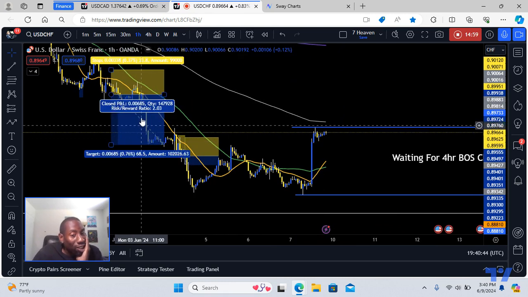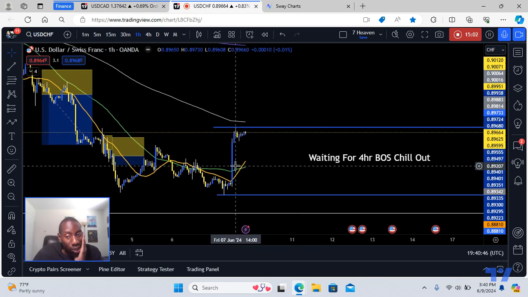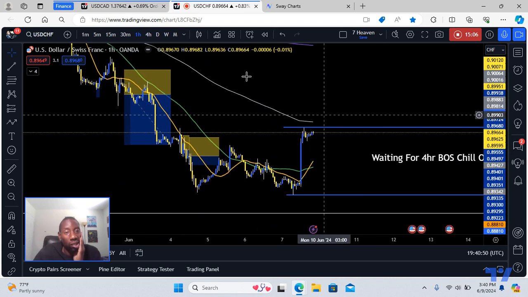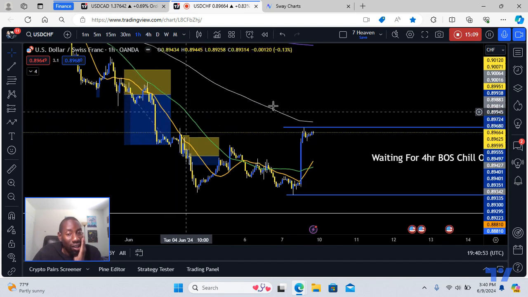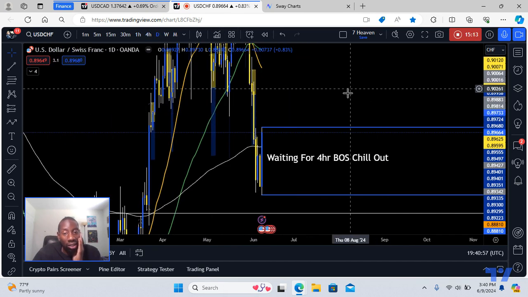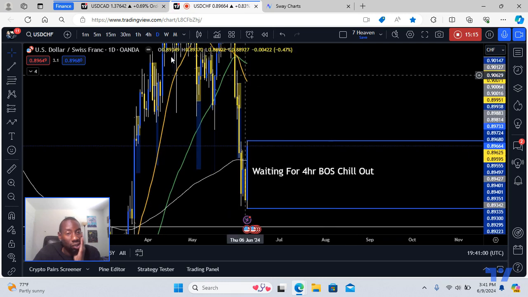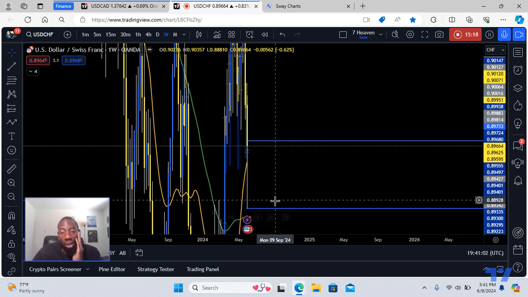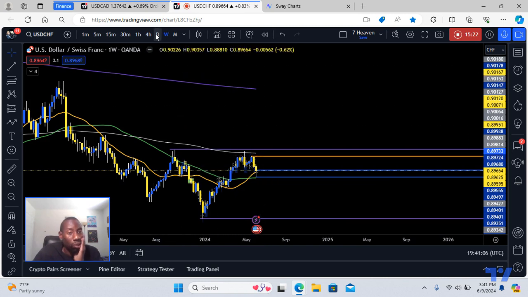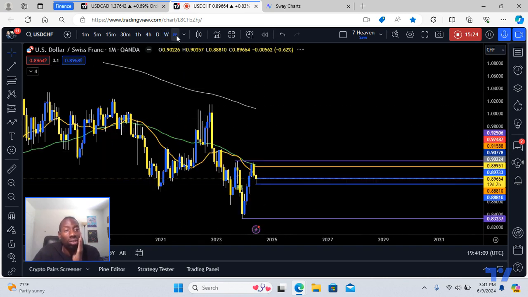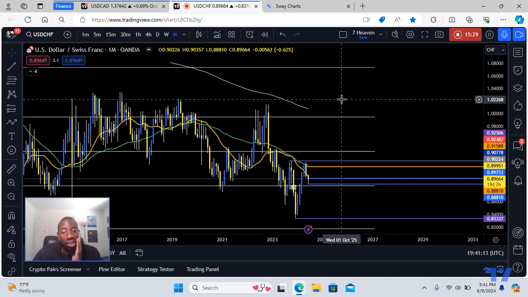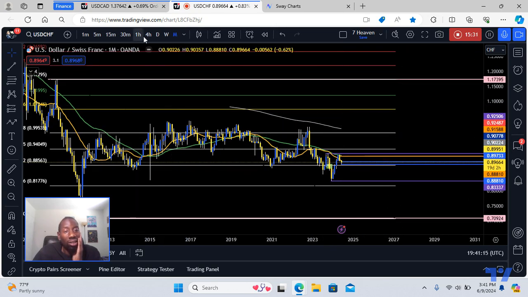Same thing here. I'm chilling out. Waiting for a 4-hour break of structure down, but it looks like we're in up structure right now on the 4-hour. Daily, we're still in down structure. Weekly, I believe we're still in down structure. We haven't broke structure yet, but it looks like it could break structure soon. And monthly is also still down structure. So yeah.